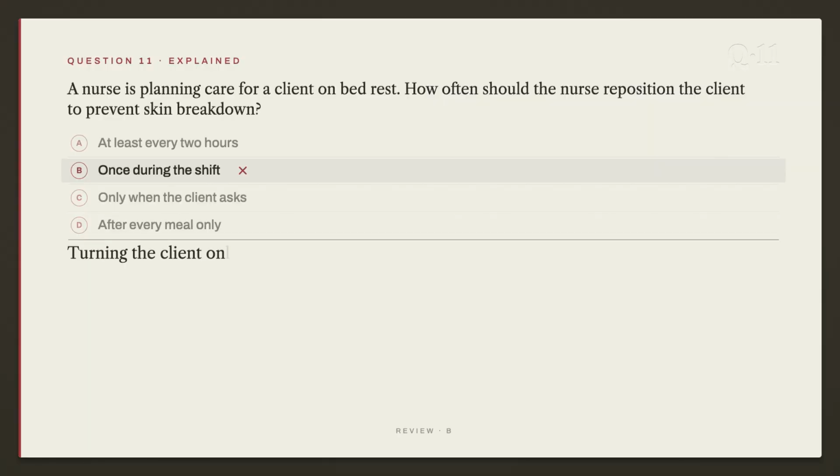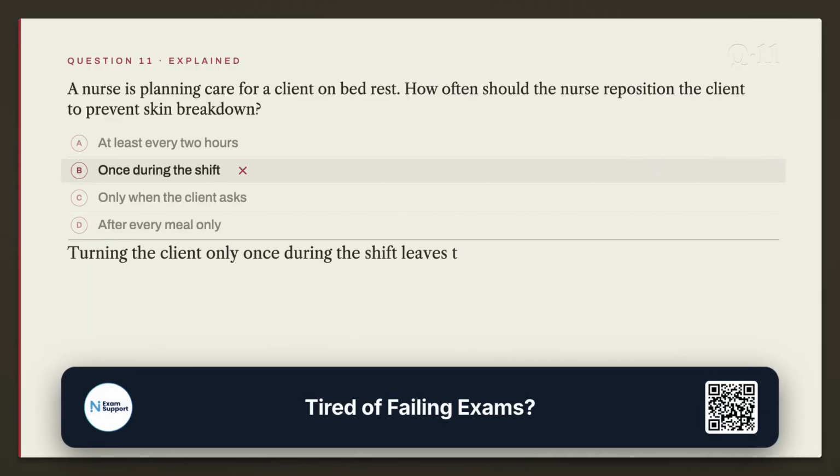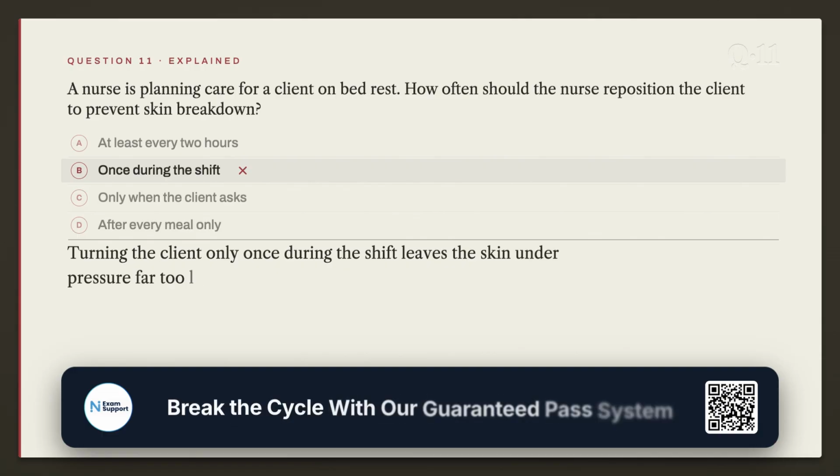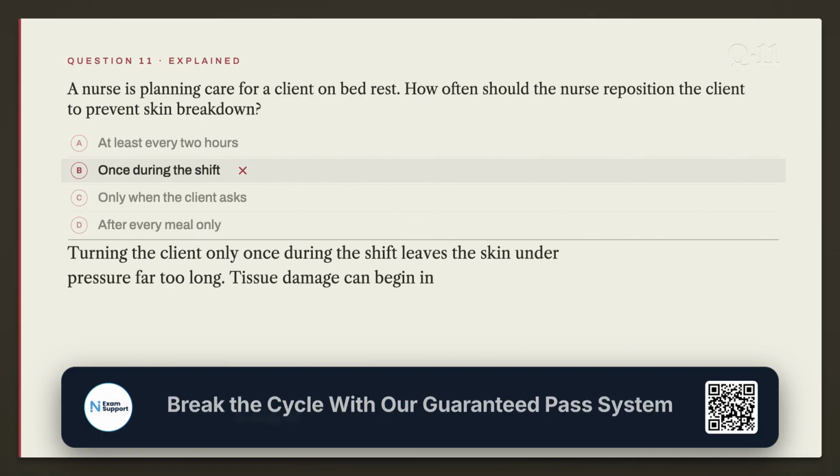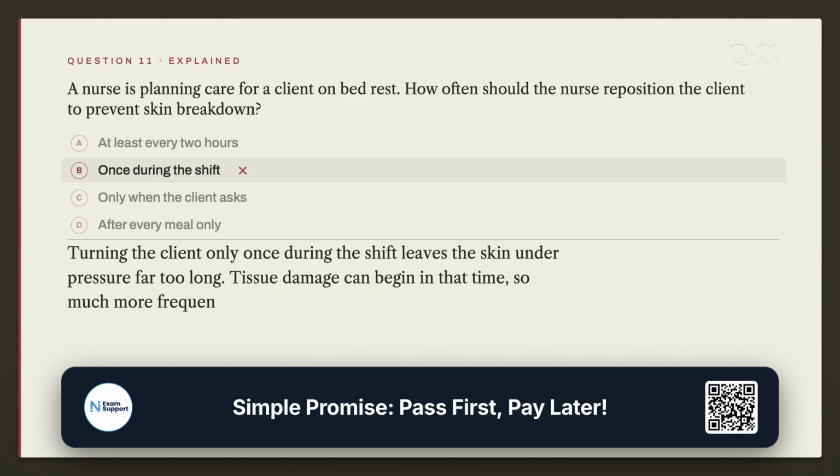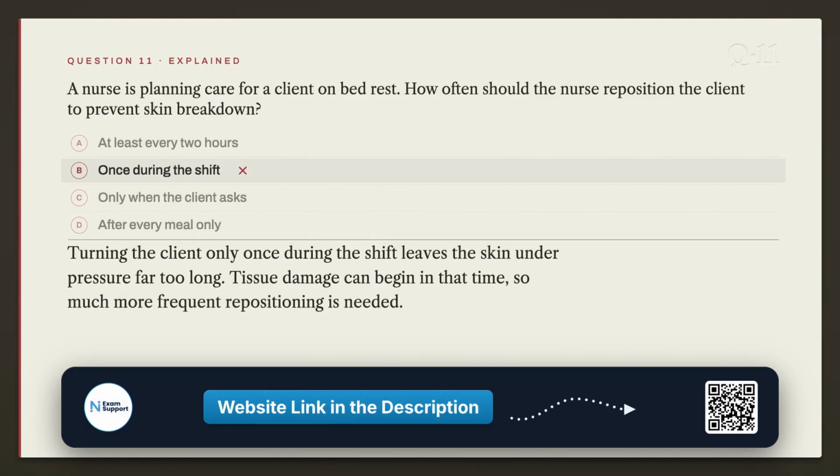B is wrong because turning the client only once during the shift leaves the skin under pressure far too long. Tissue damage can begin in that time, so much more frequent repositioning is needed.